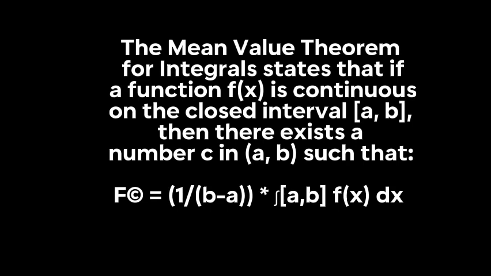So the mean value theorem for integrals states that if a function f(x) is continuous on the closed interval [a, b], then there exists a number c in [a, b] such that f(c) is equal to 1 over (b minus a) times the integral from a to b of f(x) dx.